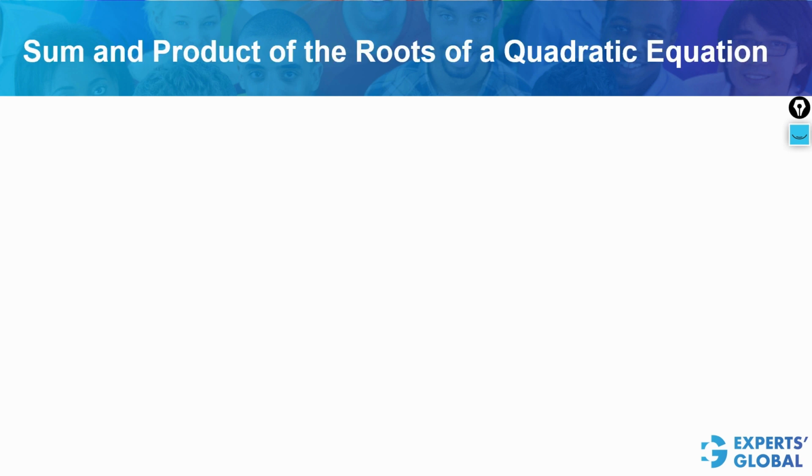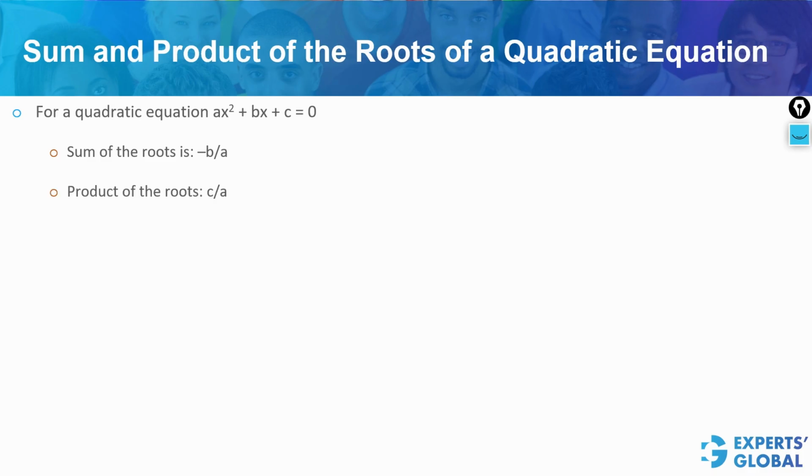Sum and product of the roots of a quadratic equation. For a quadratic equation ax squared plus bx plus c equals 0, the sum of the roots is minus b by a, whereas the product of the roots is c by a. Let's take an example. For this quadratic equation, sum and product of the roots turn out to be these.